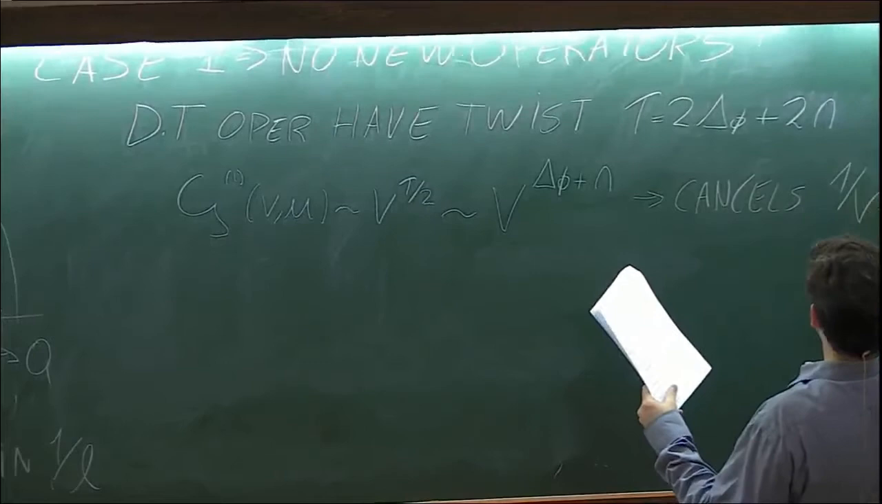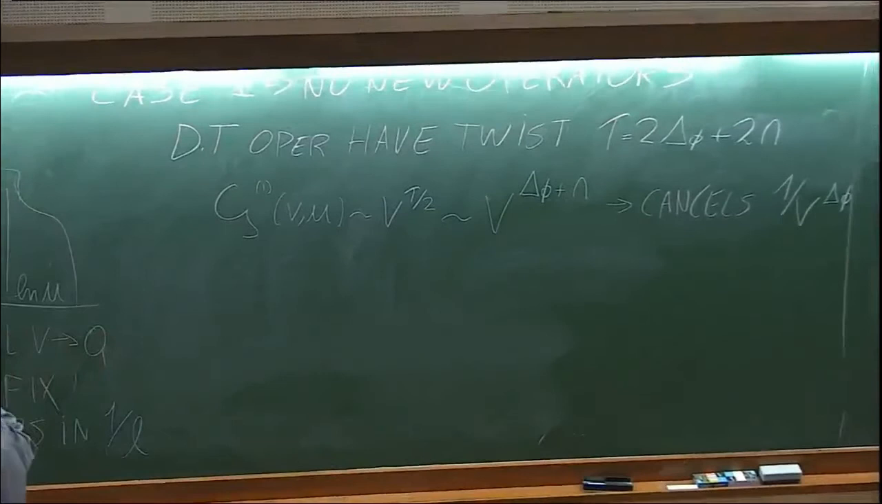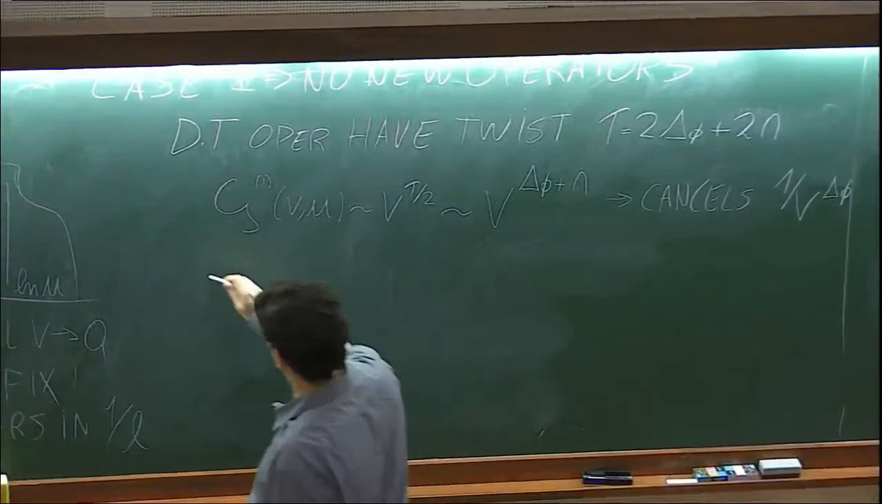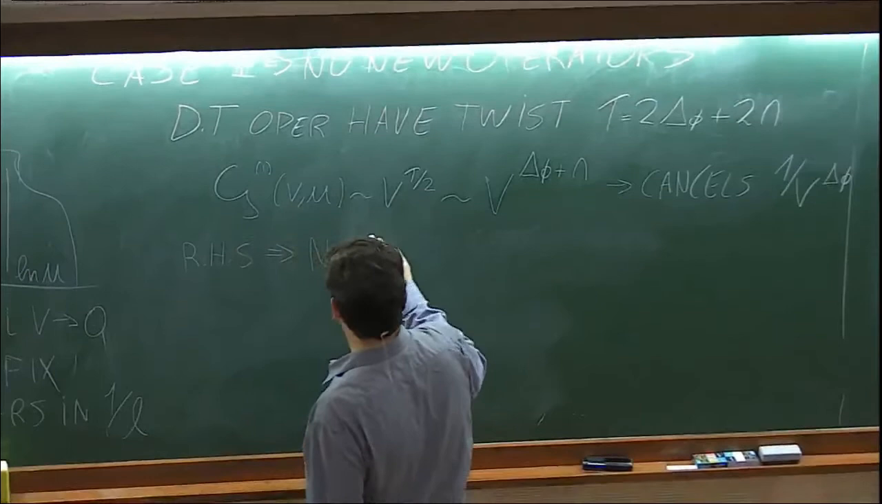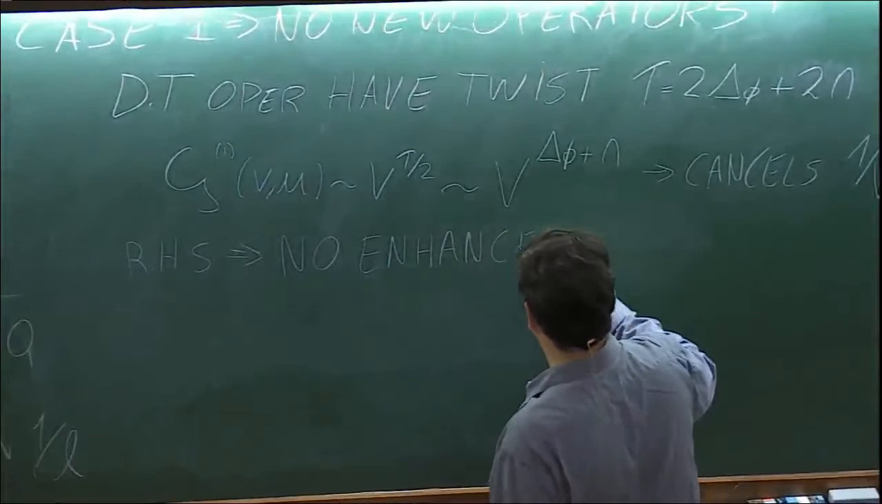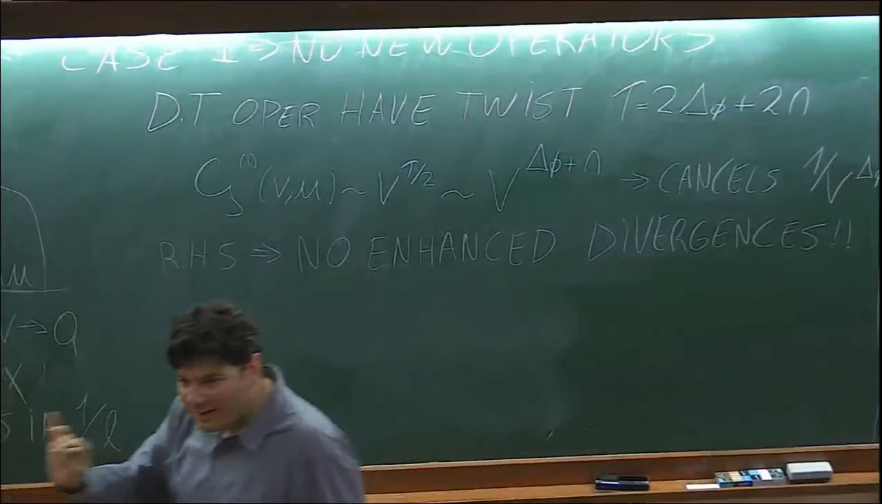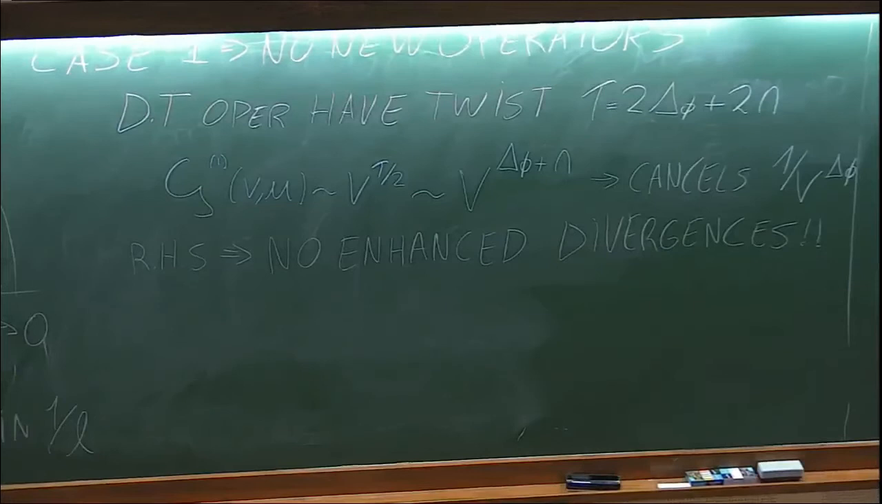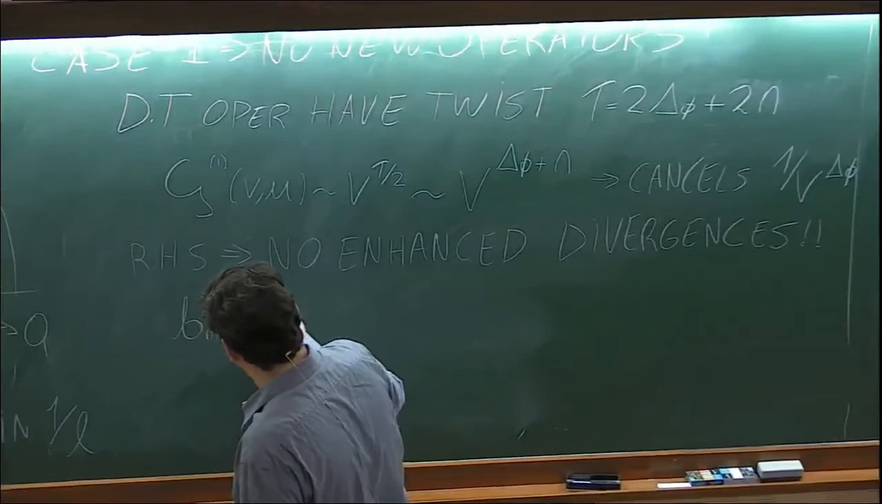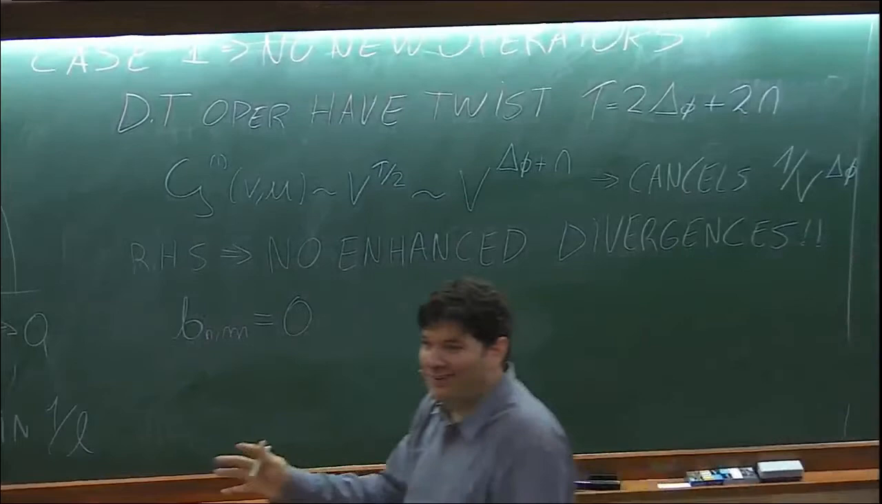As a result, on the right-hand side of this equation, there is actually no enhanced divergences. This is already a quite remarkable fact. Now, if I tell you that there is no enhanced divergences on the right-hand side, what is your guess for all these coefficients v and m? Yes, so basically what happens is that v and m are all zero, just as a consequence of the things we have been doing, no computation whatsoever.